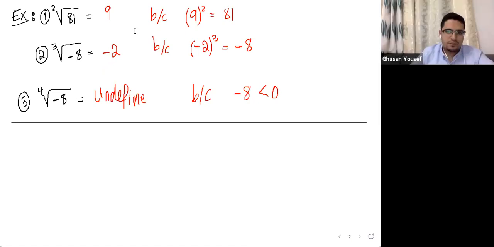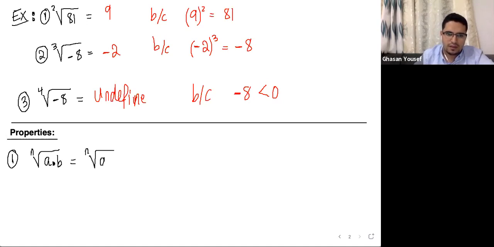Okay, I'm going to give some properties. Here are some properties for radicals. So the first one said the nth root of a times b, we can separate the root as the nth root of a times the nth root of b.